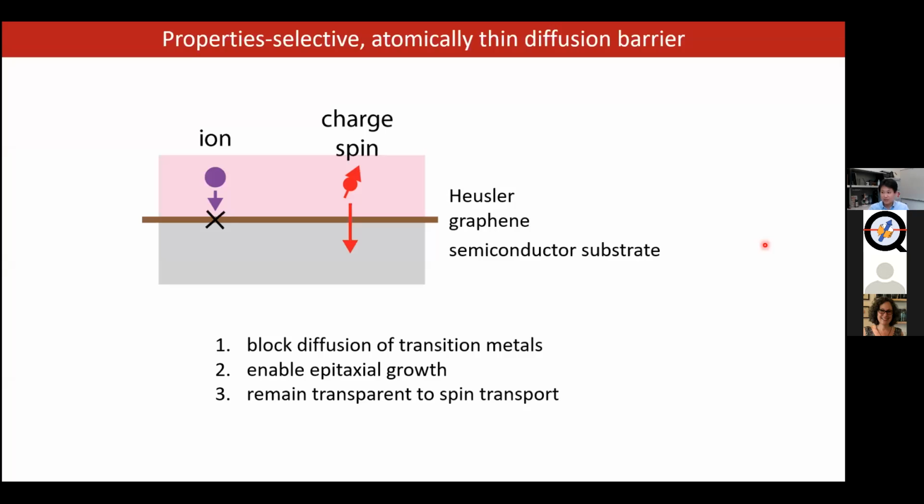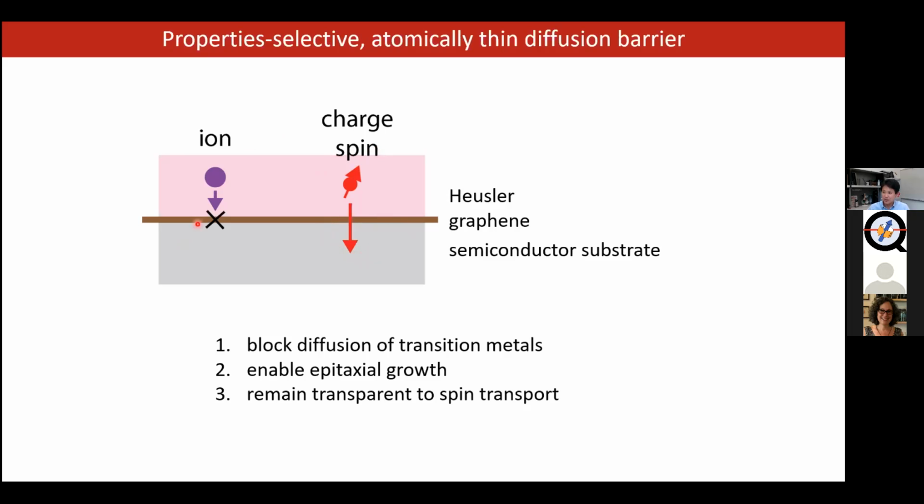Okay. So what we think the graphene can do is basically make us a property-selective diffusion barrier. By putting a sheet of graphene in between that acts as a diffusion barrier, but because it's atomically thin, ideally it would be nearly as close to transparent as possible to charges and spins. And in principle, it might be possible, as we've shown, to grow an epitaxial film where you have single crystalline registry between the Heusler film and the semiconductor substrate, because the graphene is so thin. And that could be dictated either by the idealized remote epitaxy picture, or it may be dictated by this growth through the pinholes in this seeded lateral epitaxy mechanism.